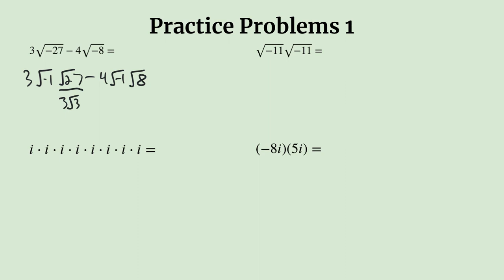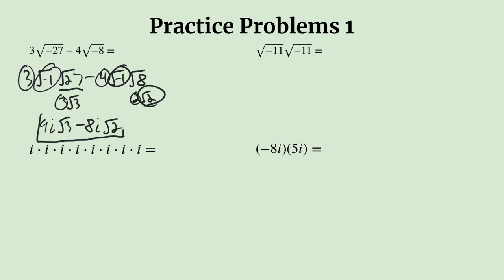Square root of 8 is going to simplify to 2 root 2. So we would have 3 times 3, which is 9, i square root 3 minus 4 times 2, which is 8, i square root 2. And those can't be added together because those square roots are different.